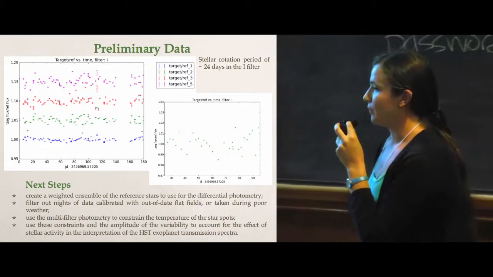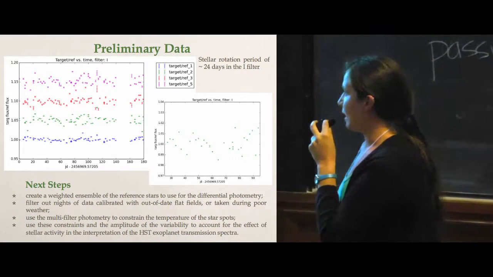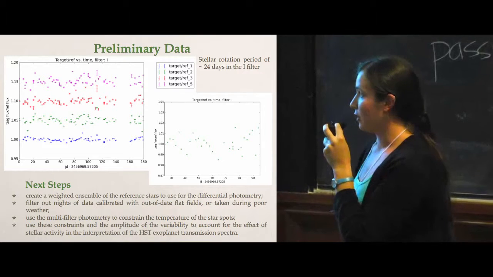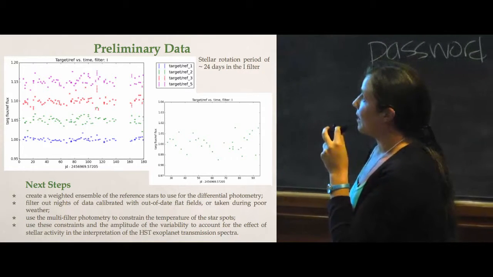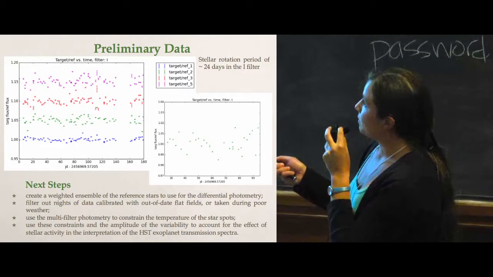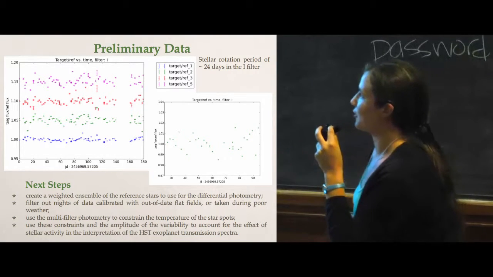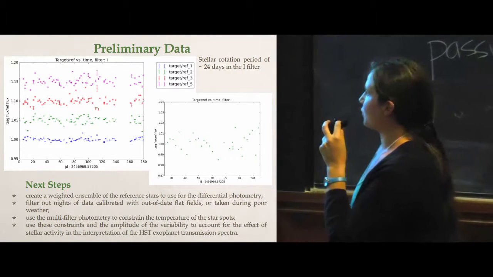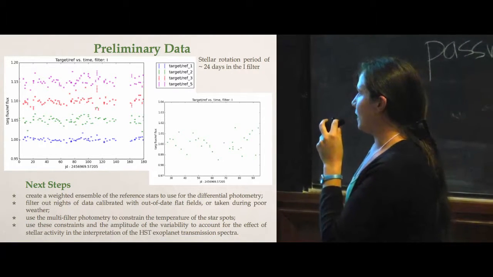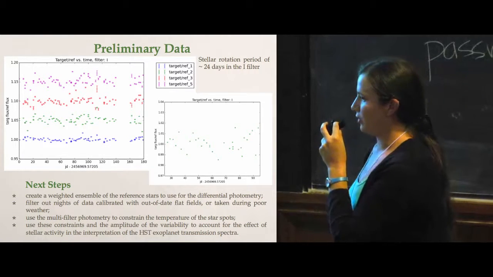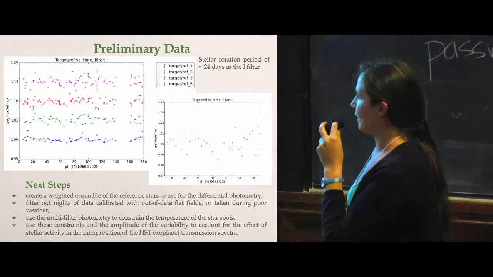And the next steps are to create a weighted ensemble of reference stars to use for differential photometry and filter out the bad nights. So hopefully these points that have larger error bars will go away, because probably they were taken during poor weather, or they have out-of-date flat fields.